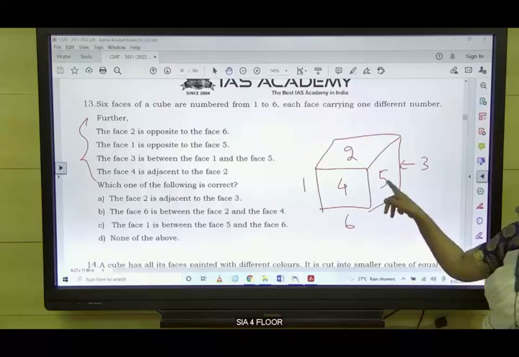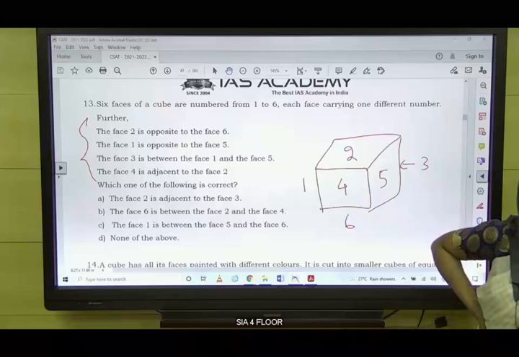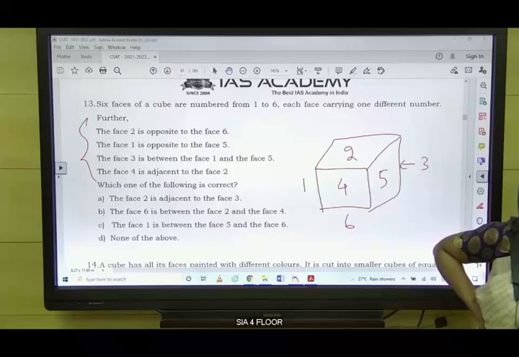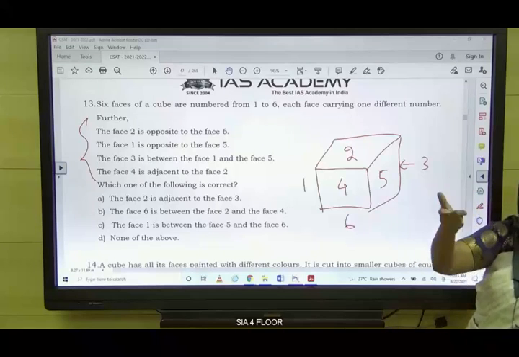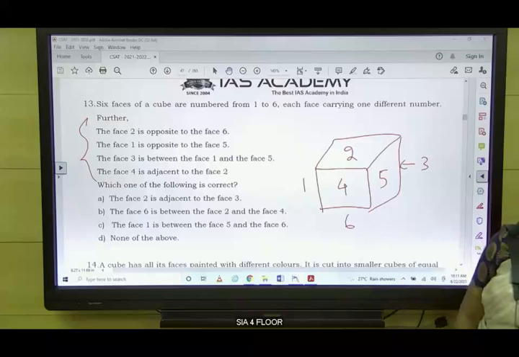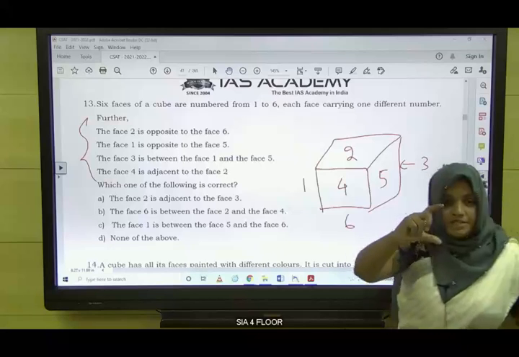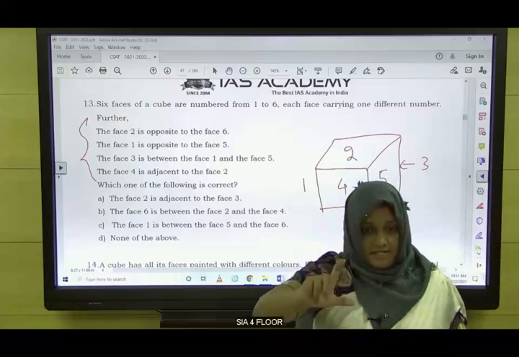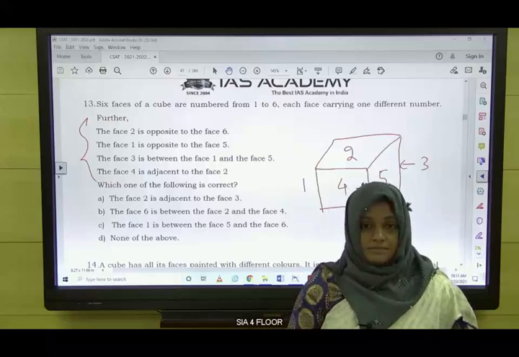But can we say 4 is between 6 and 5? No. So you understood what is the meaning of between? That's the meaning of between. A number should be present between 2 opposite sides. That's called as between.